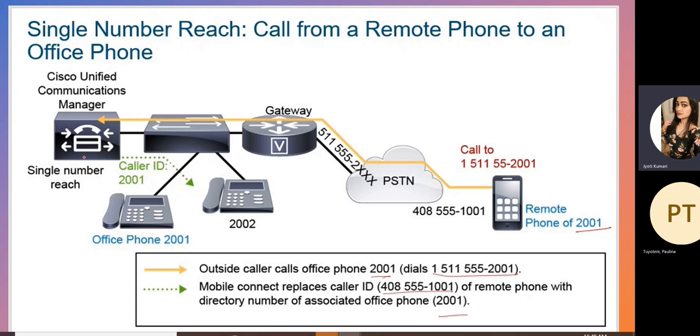This CUCM knows that this number is mapped with an internal number, 2001. So its original number, which is its PSTN number, will be replaced by this extension, and the caller will receive the call, whatever it has dialed to.